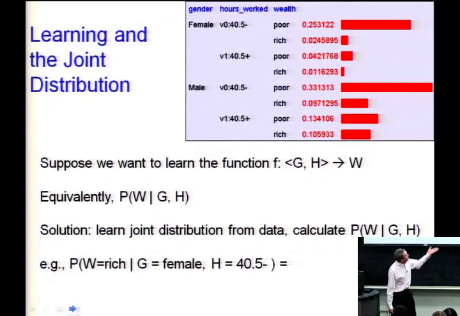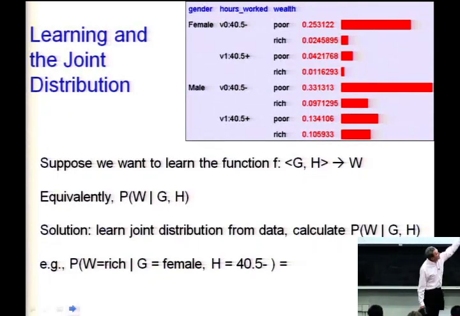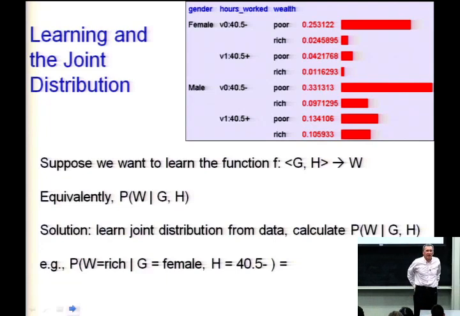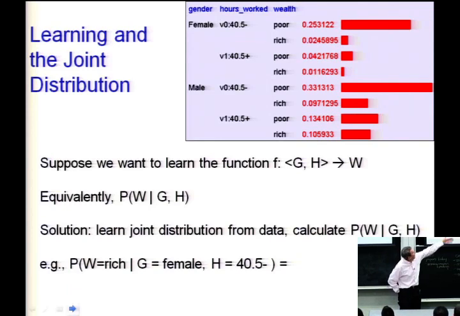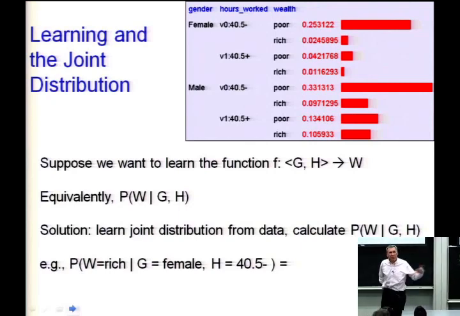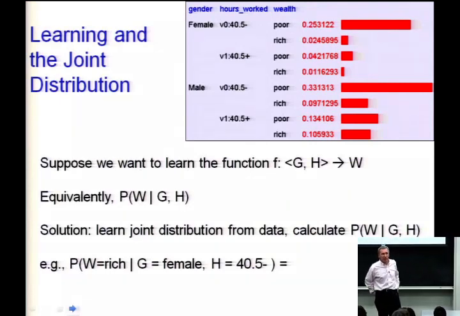But for example, I might take the same data set from which this joint distribution was estimated, and from that data set, I might be interested in learning the target function that predicts whether you're wealthy or not based on your gender and the number of hours you work. Predict W, wealth, from gender, G, and hours worked, H.